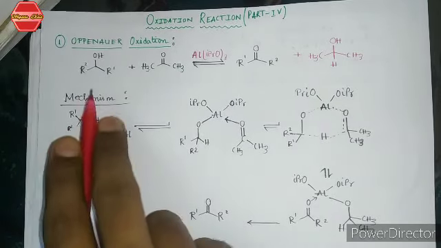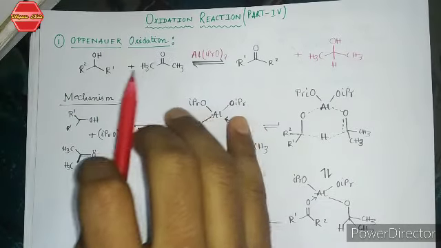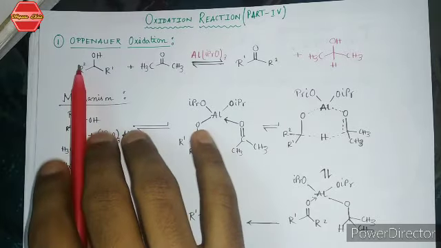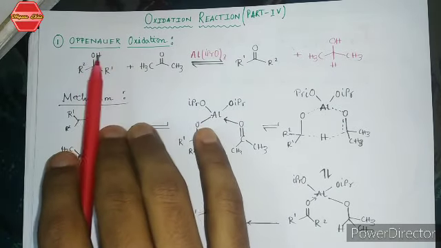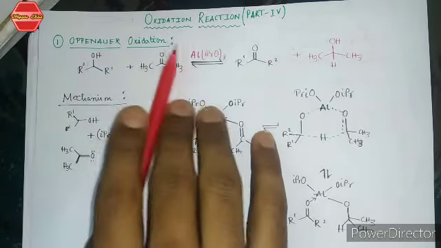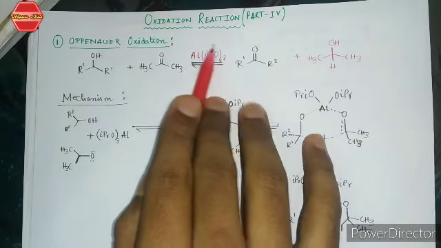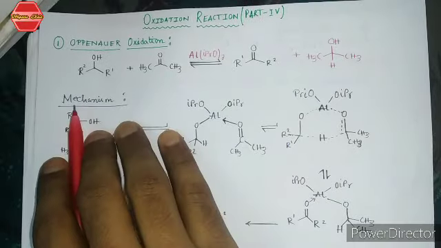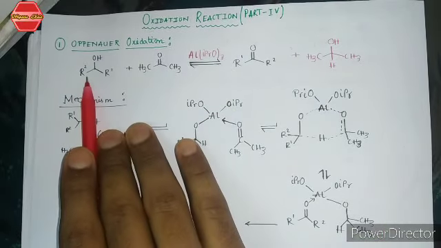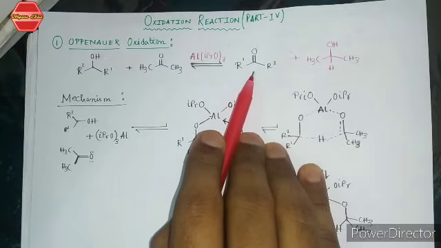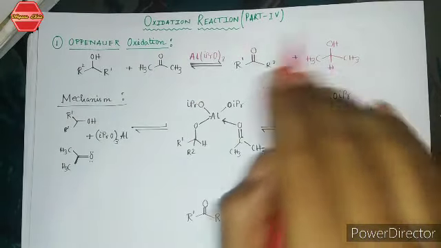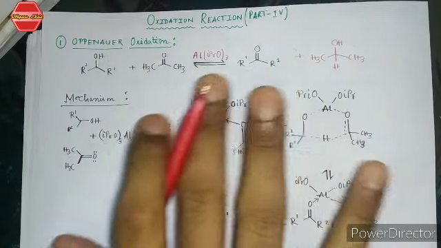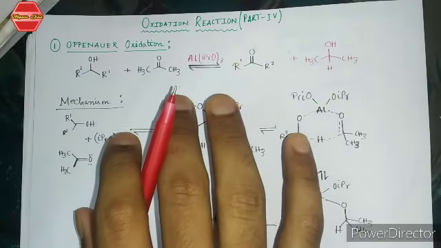So what is the basic, interesting thing about this oxidation reaction? You take a 2 degree alcohol and put in acetone, and the main reagent is aluminium isopropoxide. From this 2 degree alcohol you get a ketone, and this is your side product. Now what is the mechanism, and what is the importance of this Oppenauer oxidation reaction?